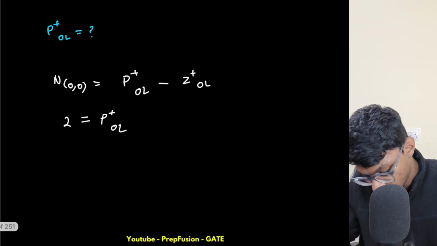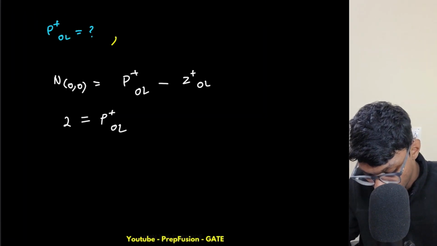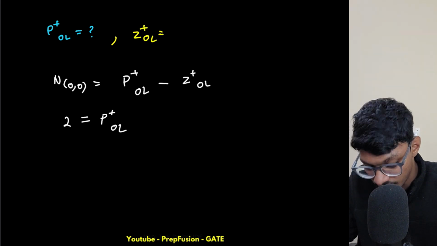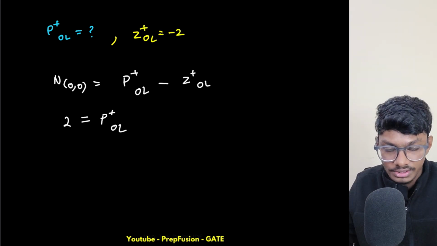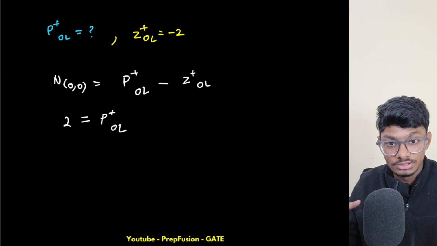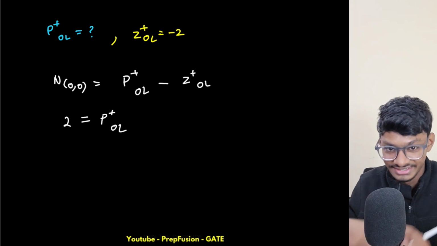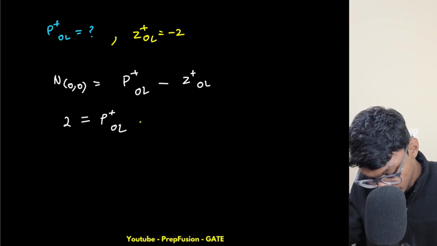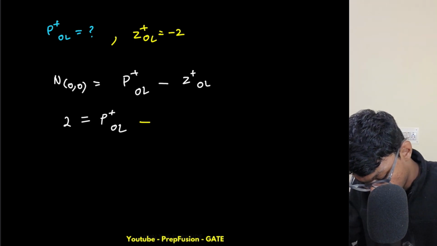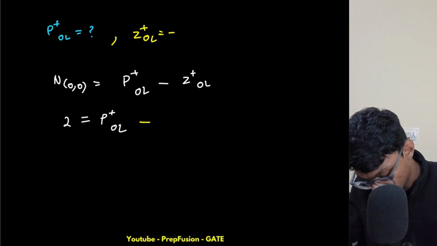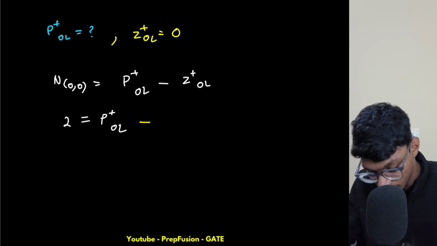So Z OL plus is 0. We have been given the information about Z OL plus, and from there we have to find P OL plus, and from there we'll find Z 1 plus OL plus. So it is like circling around, right? This is not minus 2, sorry, this is 0, because we have zeros around on the right hand side of the experiment.